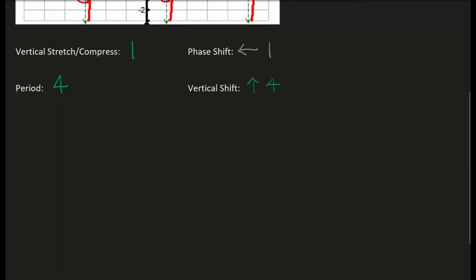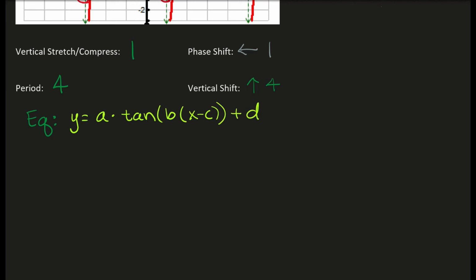Because if we were going to write the equation, remember the standard form of the equation is going to be y equals a times tangent of b times (x minus c) plus d. So here, this would be 1 times tangent. B is the horizontal dilation, not the period. You find it with tangent by saying pi over the period. X minus the phase shift we said was to the left 1, so if I said minus -1, and then the vertical shift was up 4.